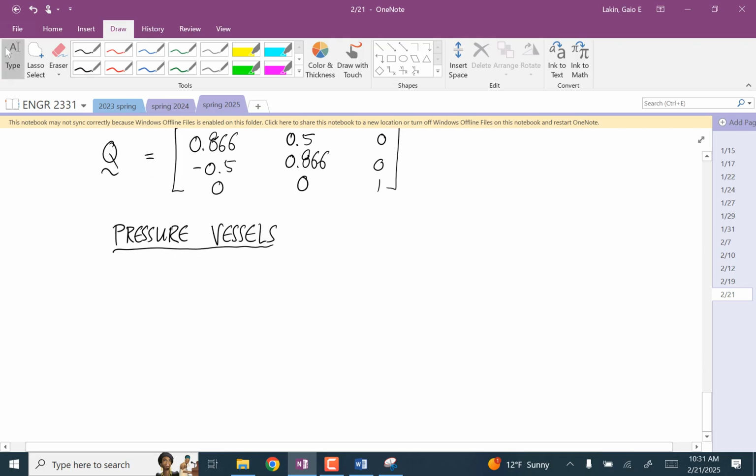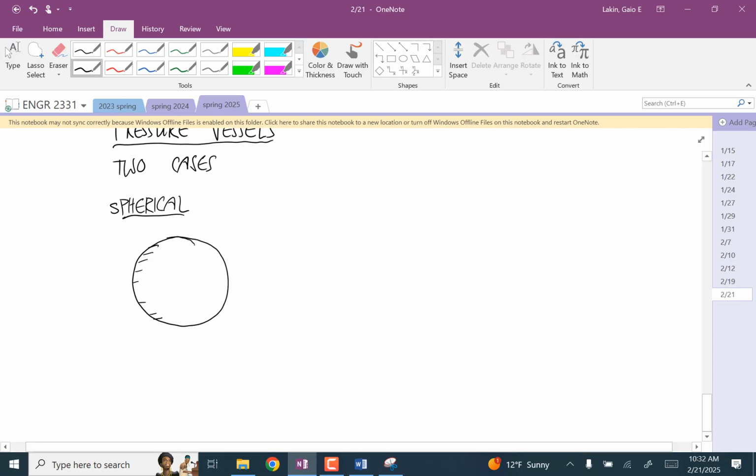And there are 2 kinds of pressure vessels we're going to talk about. So there are 2 cases. One is spherical. And so you have a hollow sphere, and you have pressure applied on the outside, I'll call that P sub 0 or P sub O, I guess. And then pressure on the inside, P sub I. And the other one we're going to do is cylindrical. And that is, I guess I'm going to leave the ends off.